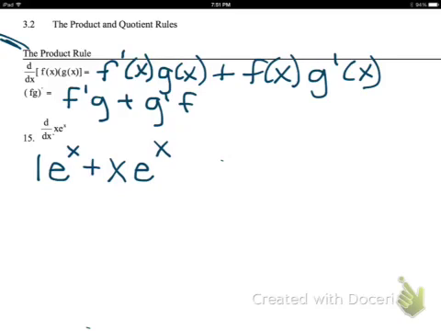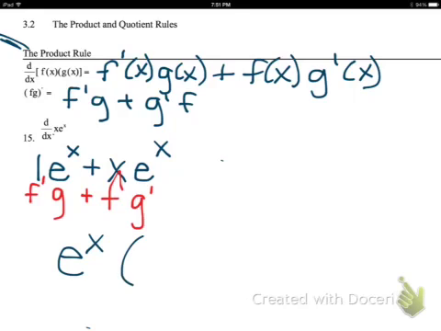If I label these, this is f prime times g plus f times g prime. And then to simplify it, I can factor out an e to the x, and I'd be left with 1 plus x, or x plus 1. A lot of times, if it said find where the tangent line's horizontal, that's how I'd solve it, by factoring.